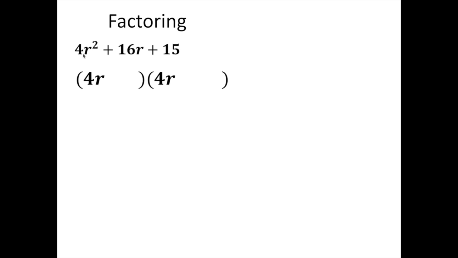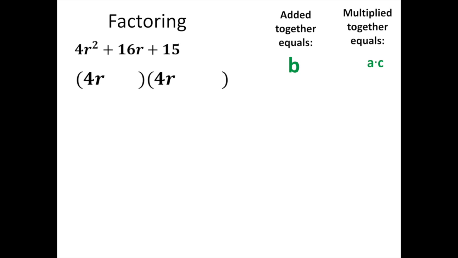So now what we're going to do is we're going to go a times c, two numbers that multiply to equal a times c, but add together to give me b. So a times c, 4 times 15 is 60, and b is 16.